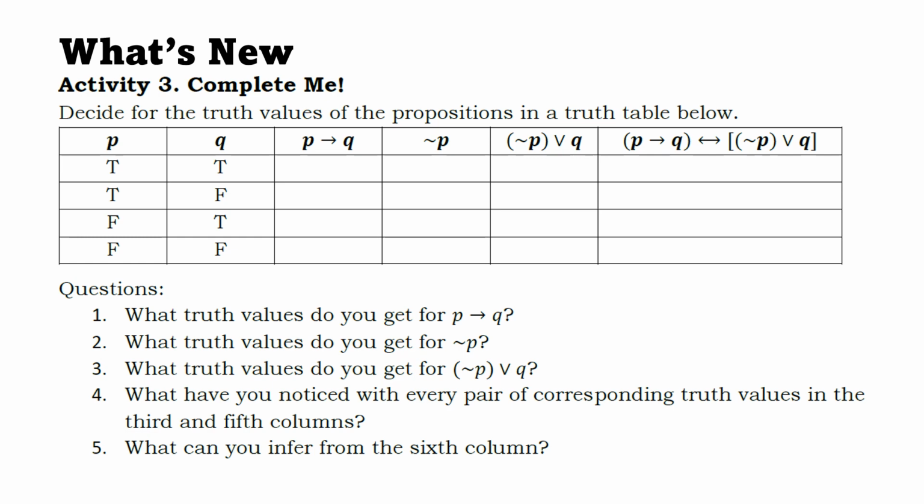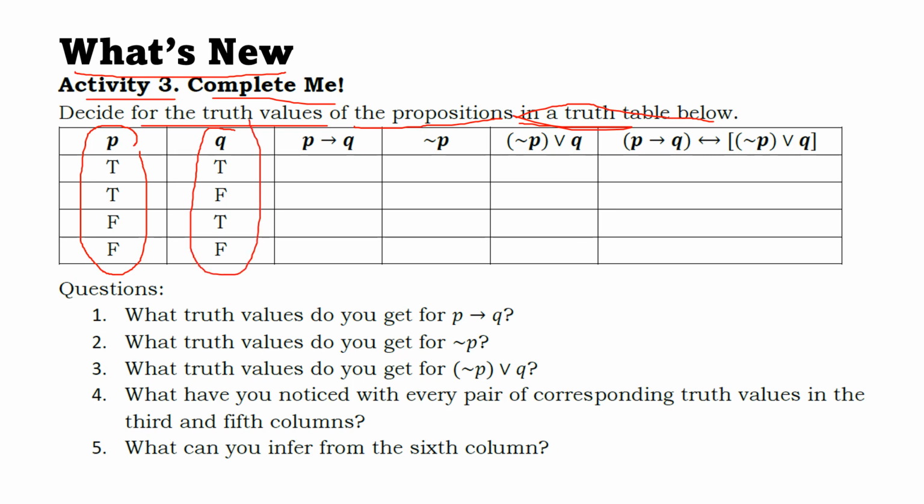Now let's deal with this, what's new. Activity 3: you're asked to complete the table. Decide the truth values of the propositions in the truth table below. As you can see here, it's the same thing. There are given truth values for your P proposition and your Q proposition in your second column.